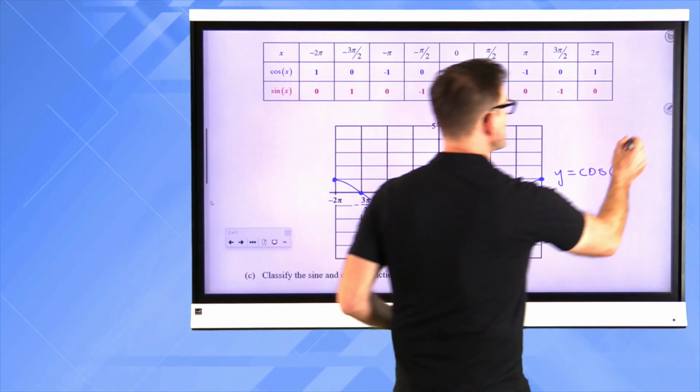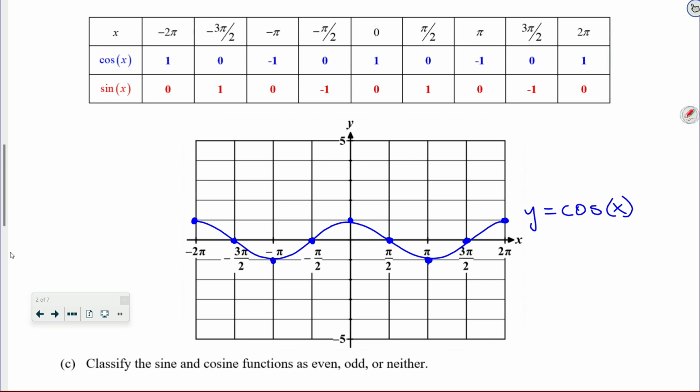Okay, well, let me switch over to red just so that we can really see the distinction between them. At 0, we have a sine value of 0. At pi over 2, a sine value of 1. At pi, a sine value of 0. 3 pi over 2 has a sine value of negative 1, and 2 pi has a sine value of 0. At negative pi over 2, we have a sine value of negative 1. Negative pi has a sine value of 0. Negative 3 pi over 2, a sine value of 1. And negative 2 pi, a sine value of 0. Yet again, connecting these with a nice smooth curve, we'll get y equals sine x.